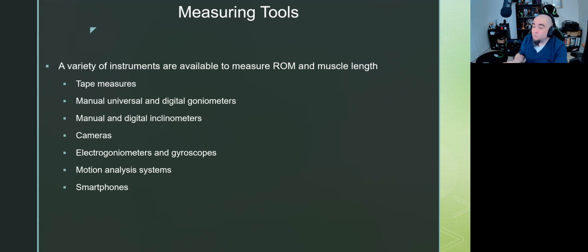So there are all kinds of cool new devices coming out. Now, we're not going to use those when we practice. We're actually going to practice with a good old-fashioned goniometer. But there are all kinds of cool new toys out there to help us get a better idea and a more accurate measure of range of motion.